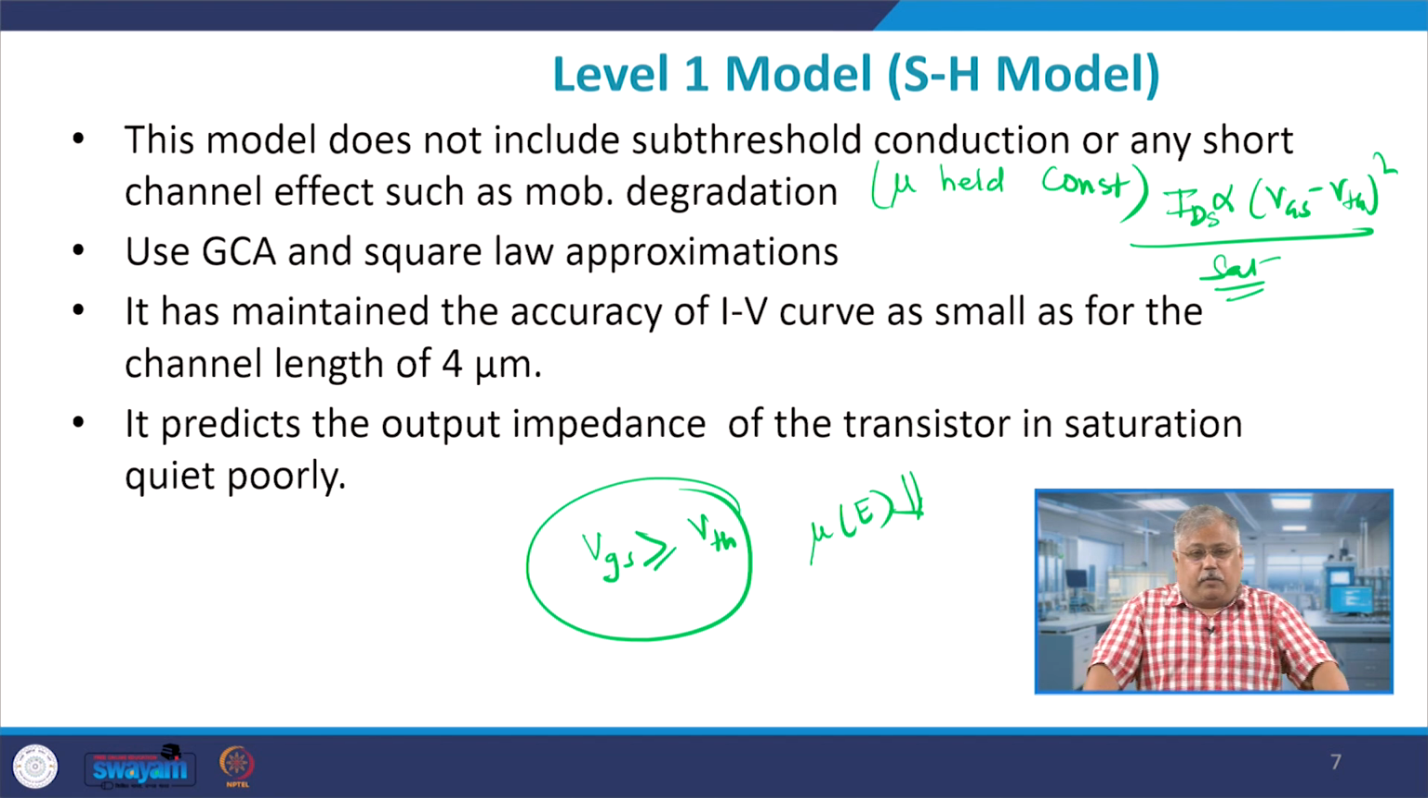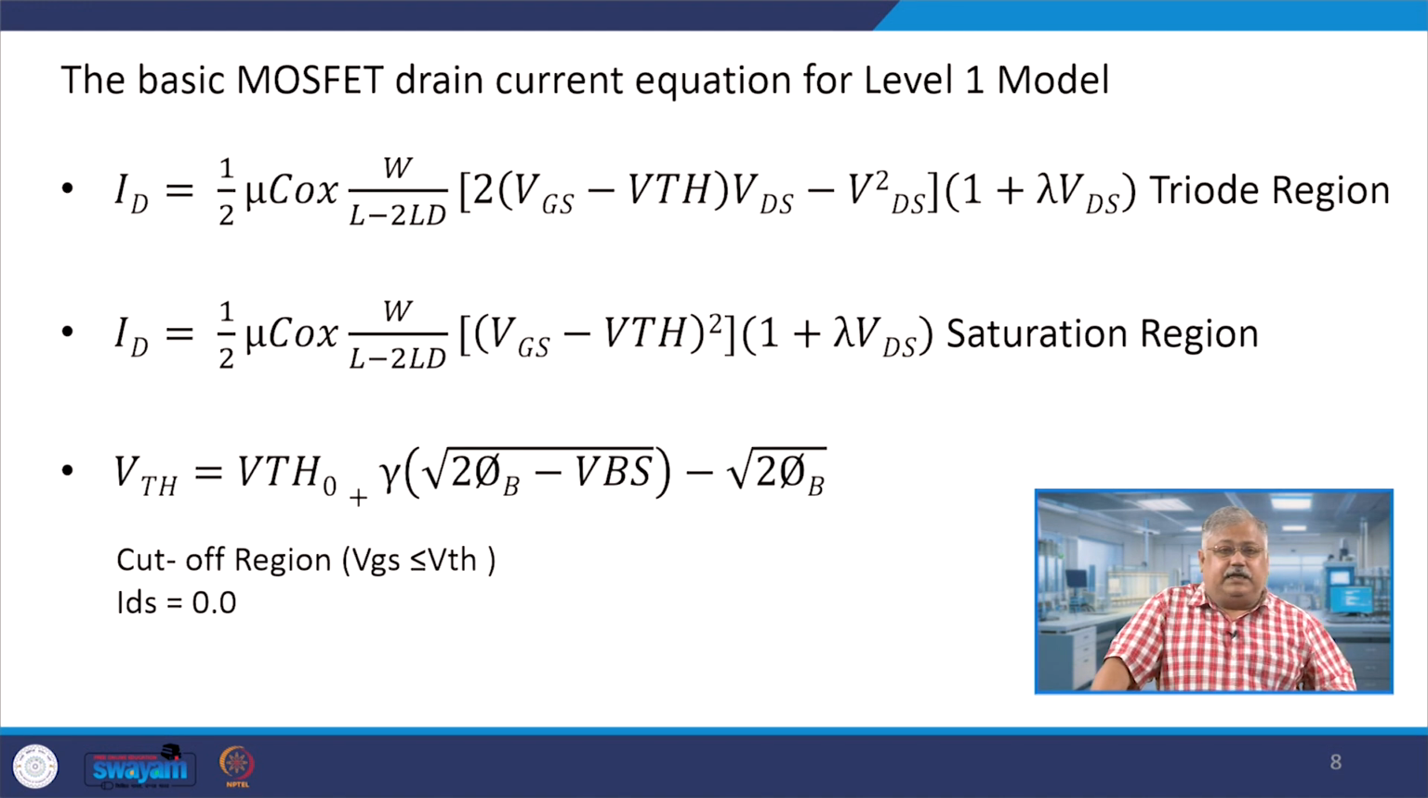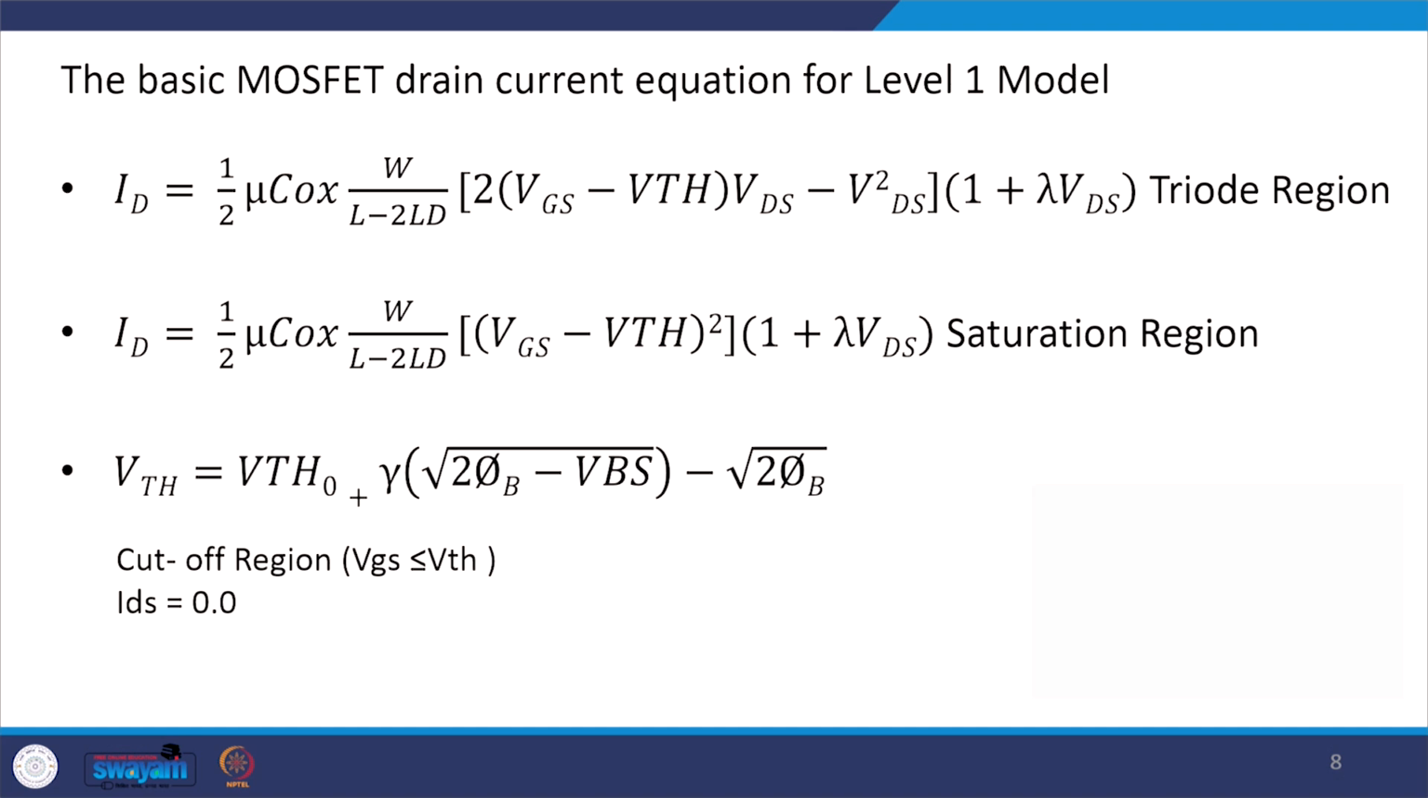However, there is a problem here. The problem is that it is not able to predict the output impedance of the transistor in the saturation region. In the saturation region, if you look at the output impedance, it is relatively very large. However, this model, which is the level 1 model, is not able to predict it in a proper manner. So, let us look at some of the basic drain current equations for the level 1 model, and this is coming exactly from what we have discussed in our earlier classes.